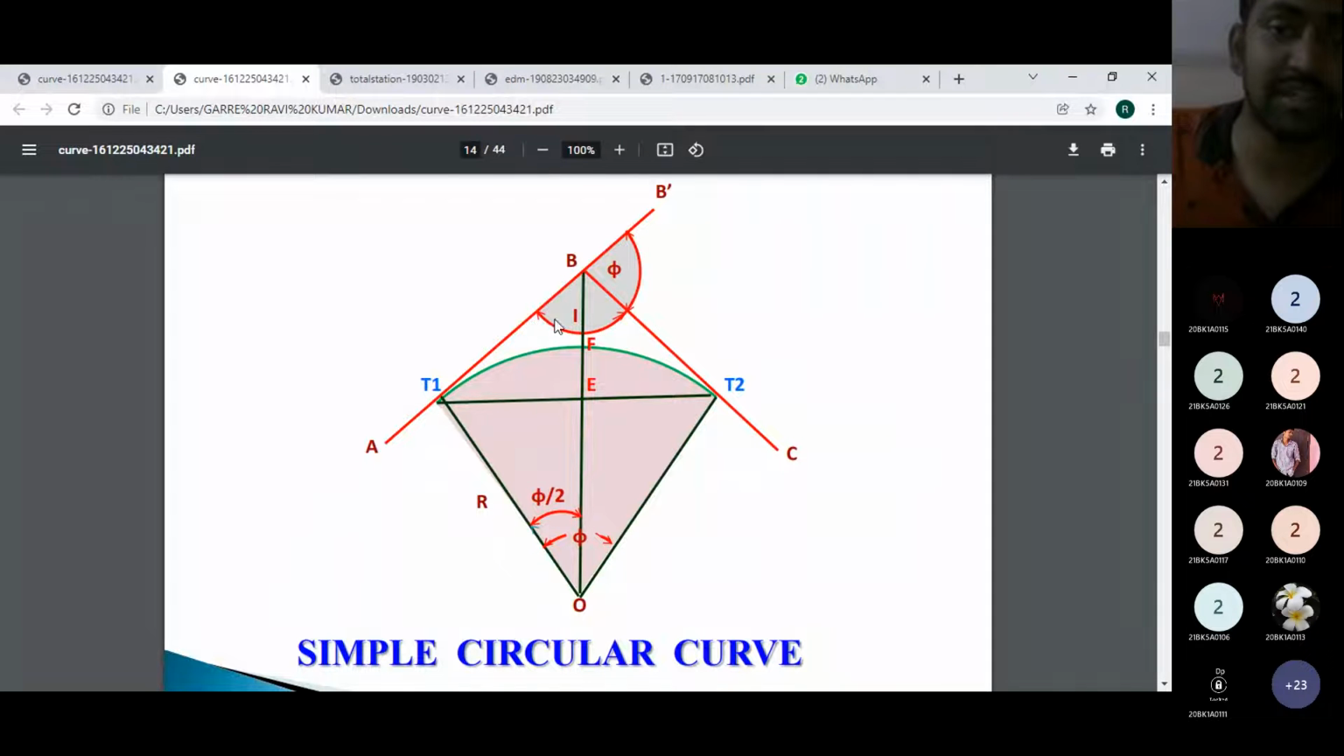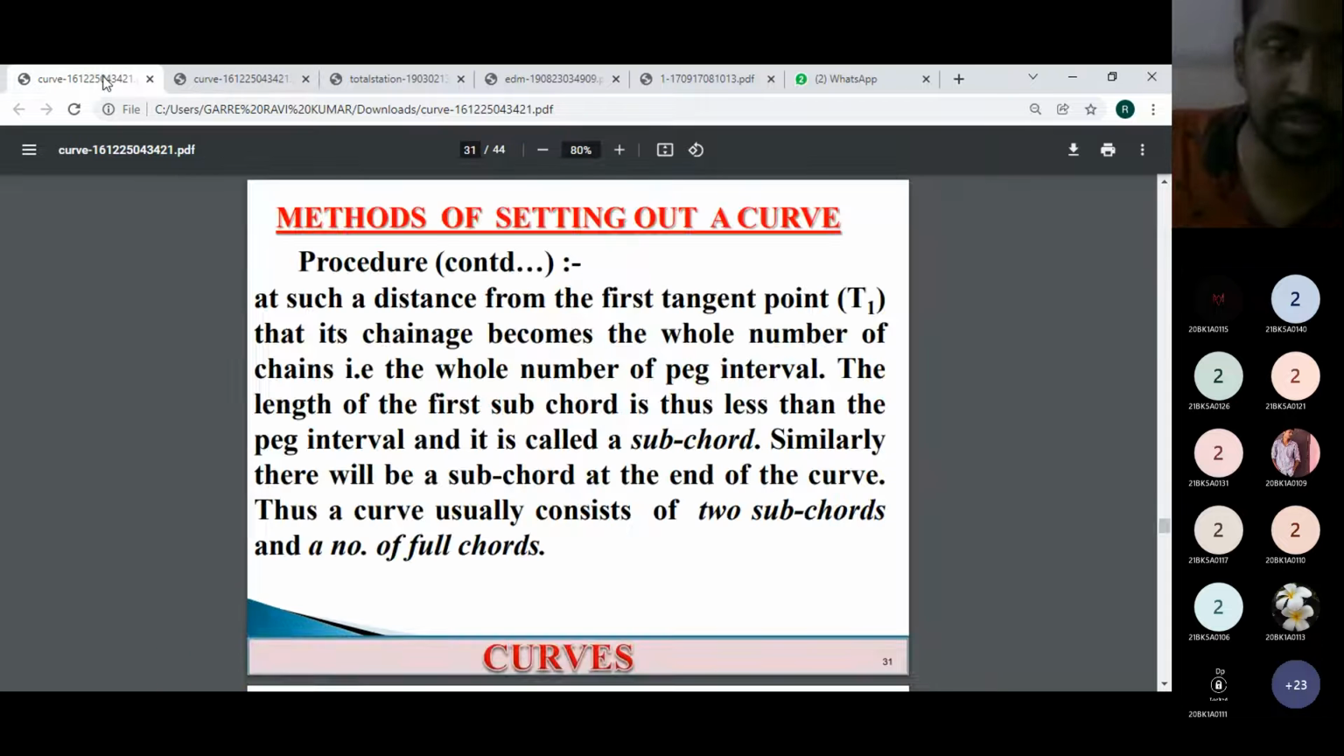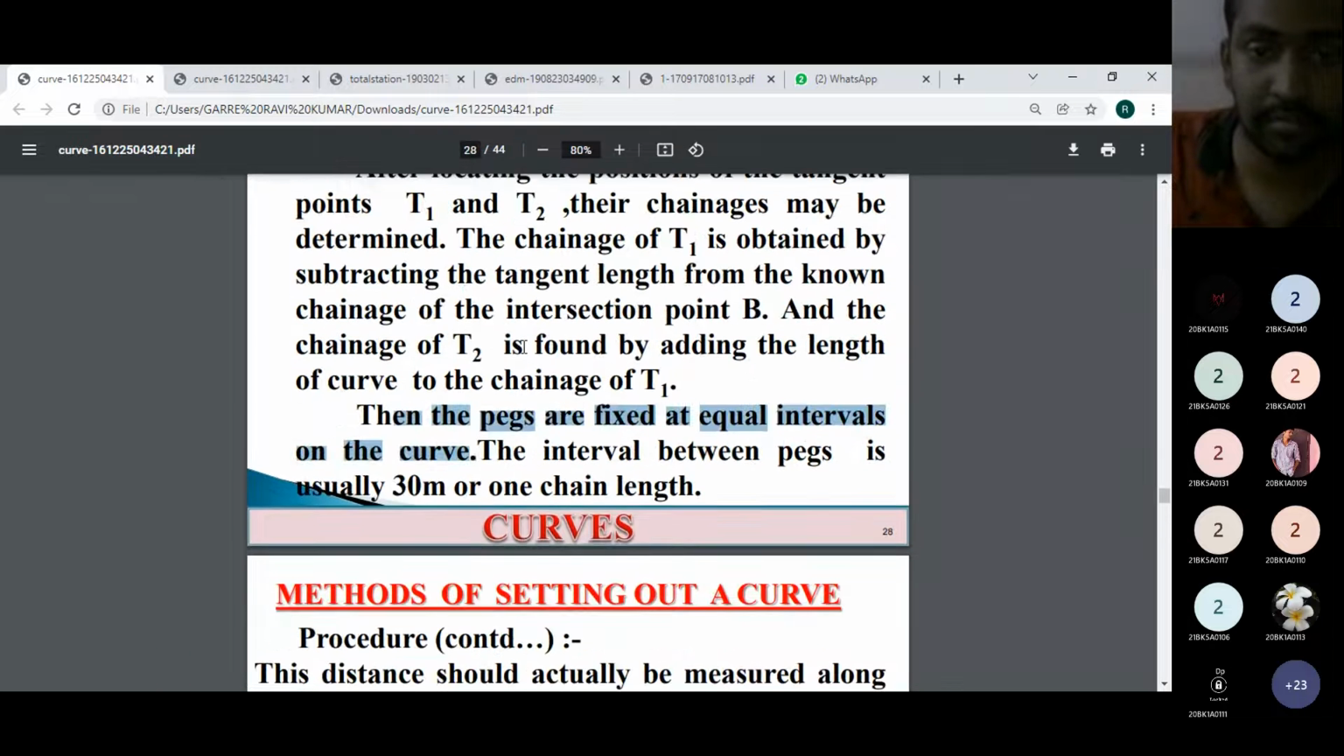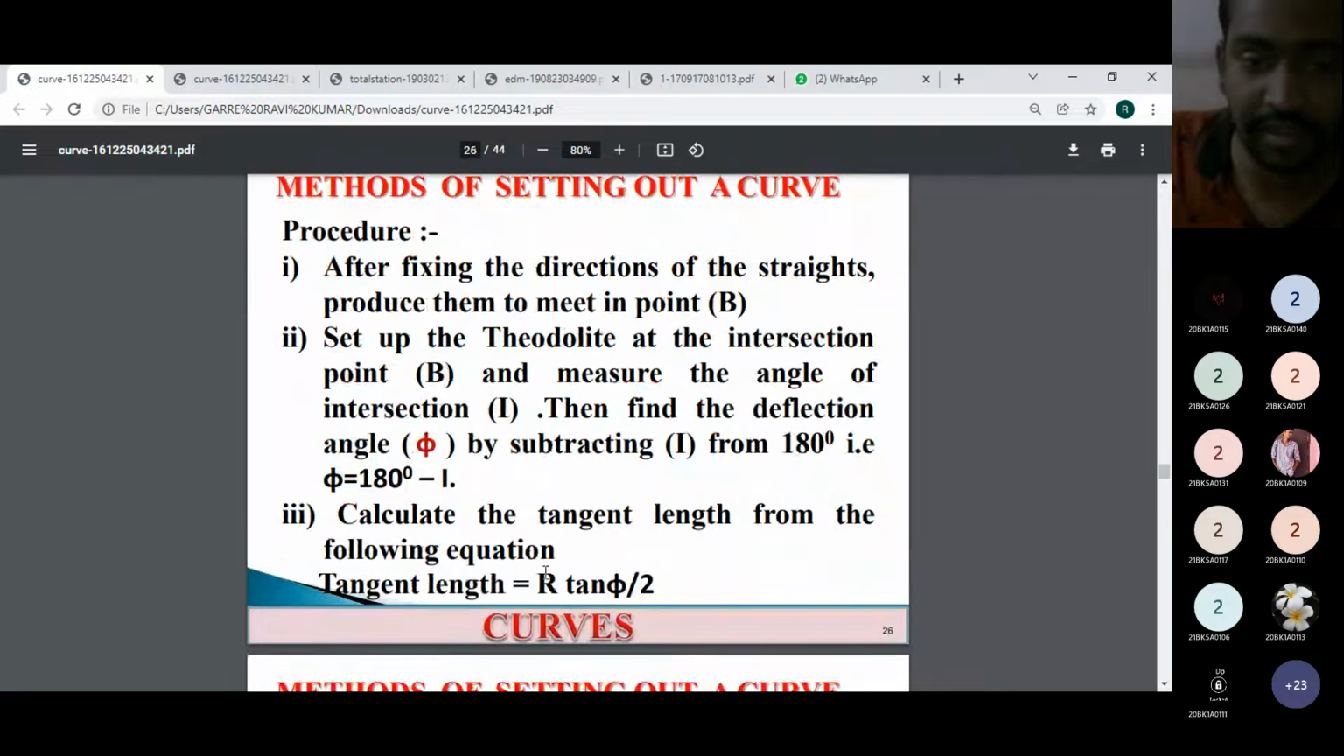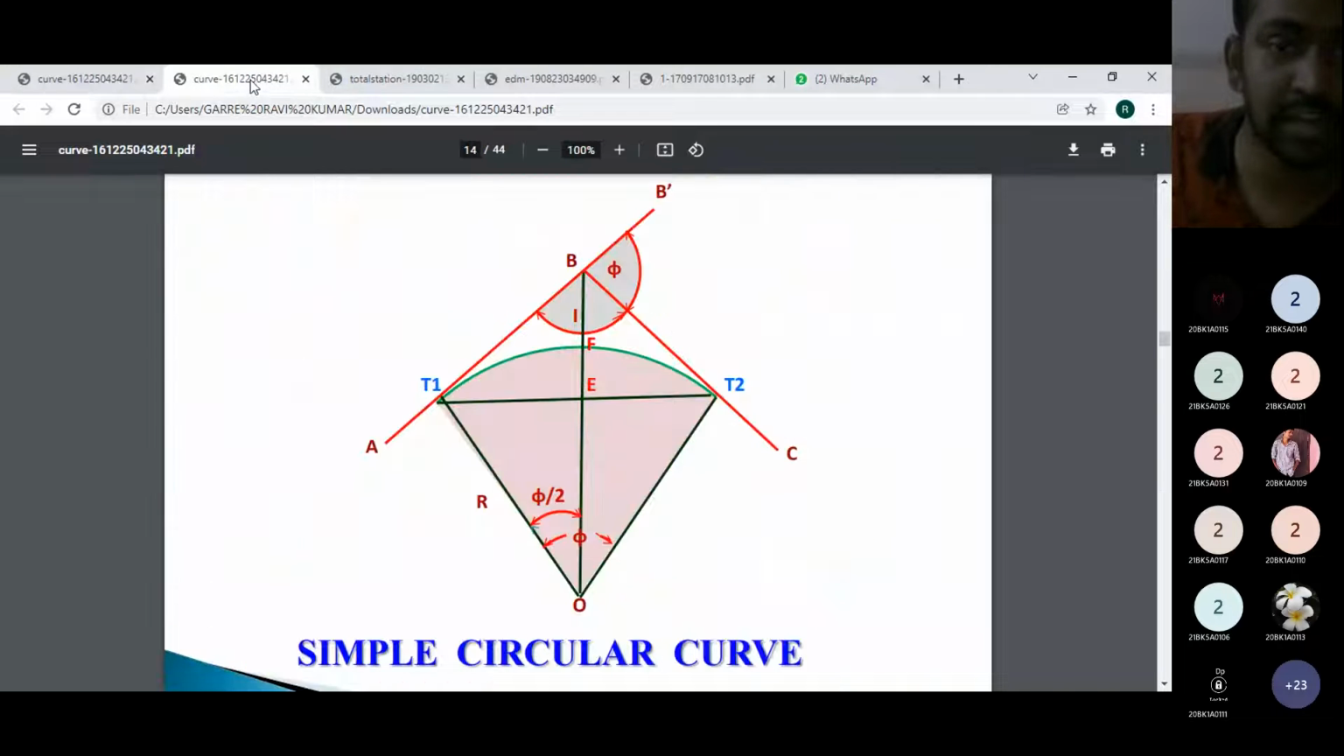By using that angle of intersection we can project the AB line, by fixing the deflection angle. That deflection angle can be calculated by using 180 minus I. Then we get the deflection angle, and after that the tangent lengths BT1 and BT2. By using the respective formula, the tangent length can be calculated. This is the formula here, R tan Δ/2. By using it we can calculate the BT1 length and BT2 length.